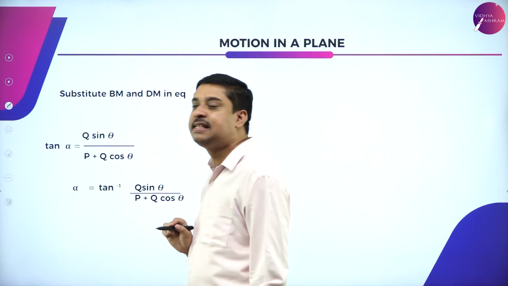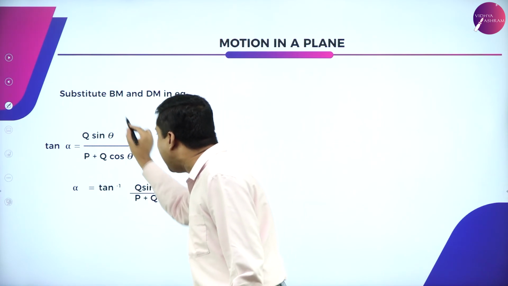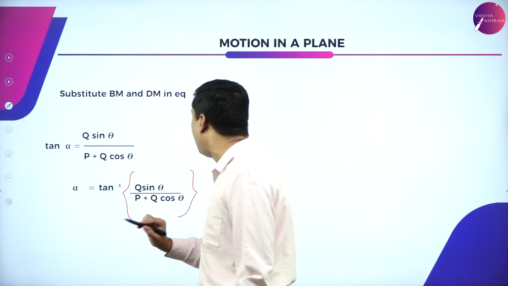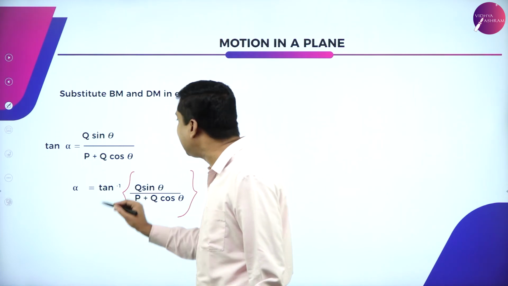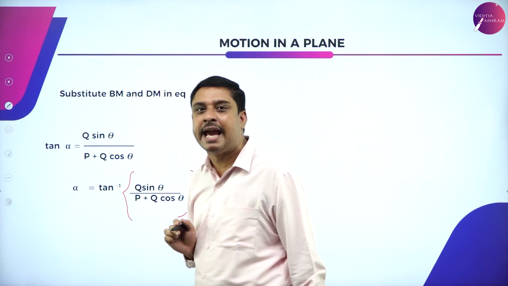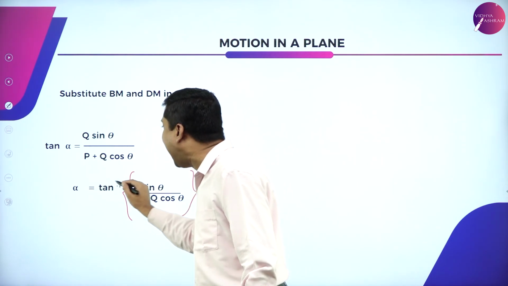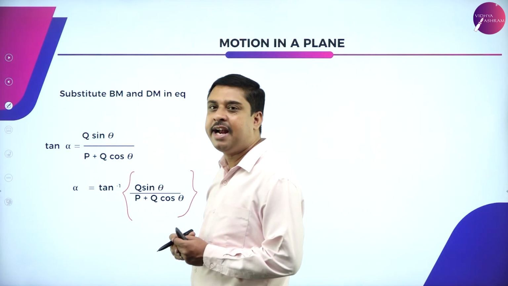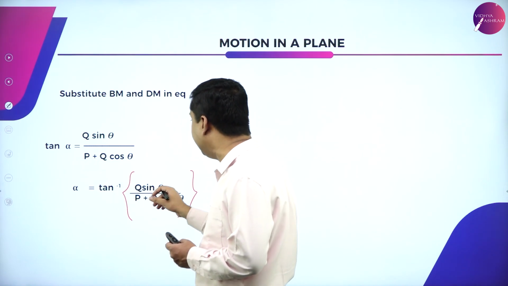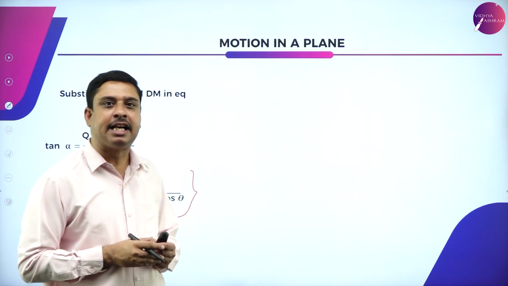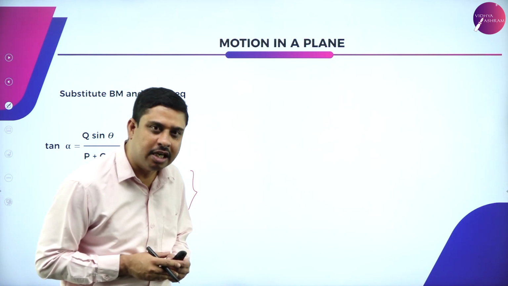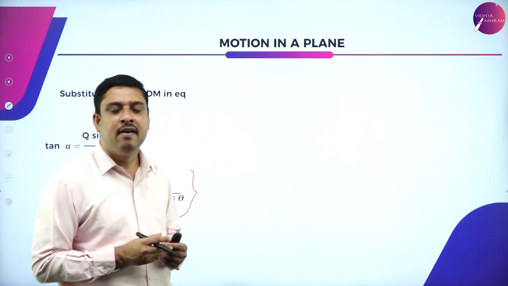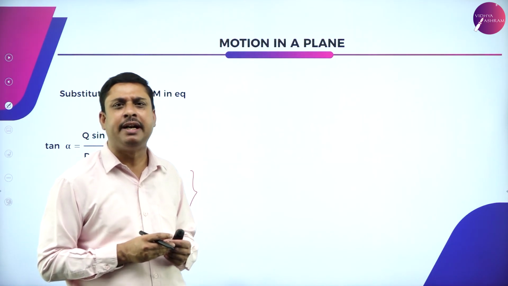Here alpha is the resultant. Tan goes to the right hand side. It is called tan inverse now. So alpha is tan inverse of Q sine theta divided by P plus Q cos theta. And this is the expression for the direction. So please understand, we have derived a very important expression.